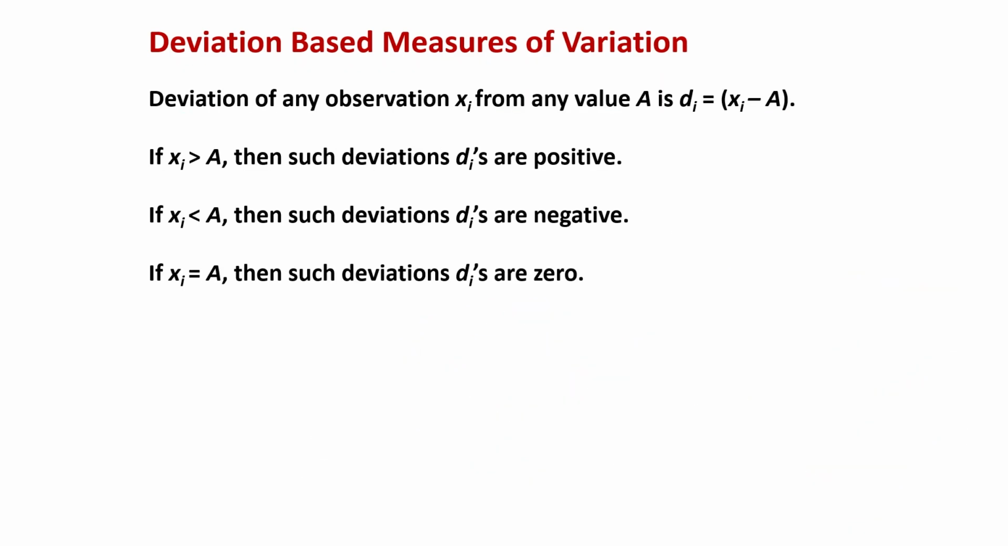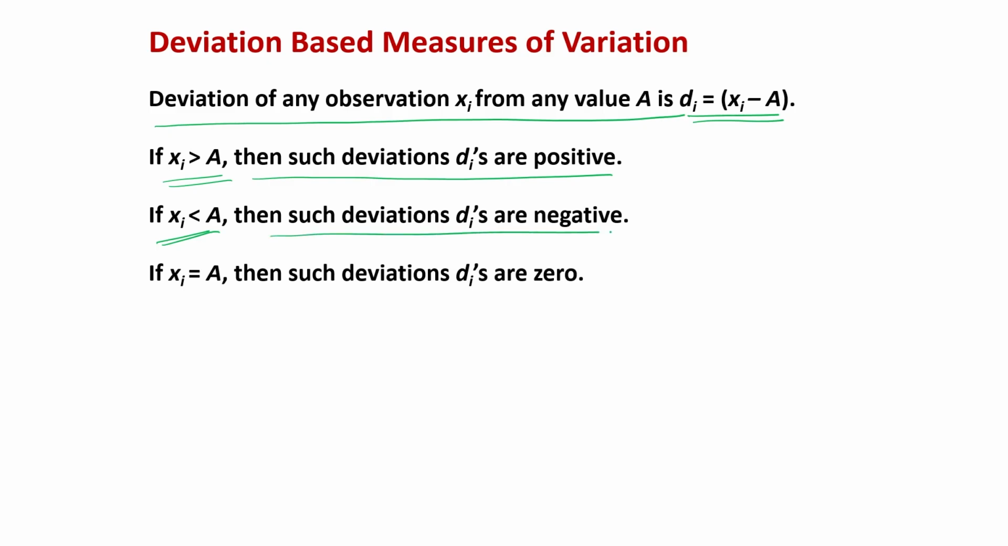Okay, so as I explained, whenever we are trying to measure the deviation of any observation xi from any value A, I can define the deviation as di equal to xi minus A, as I did. Now, in case xi is greater than A, then such deviations are positive. If xi is less than A, then such deviations di are negative, and if xi equals A, then such deviations di are 0, right?